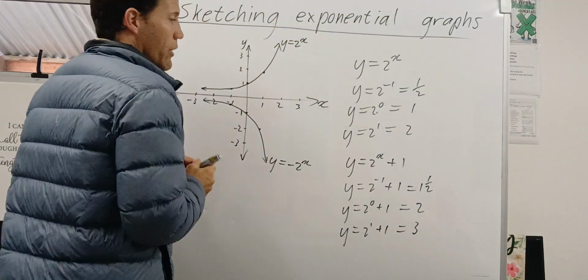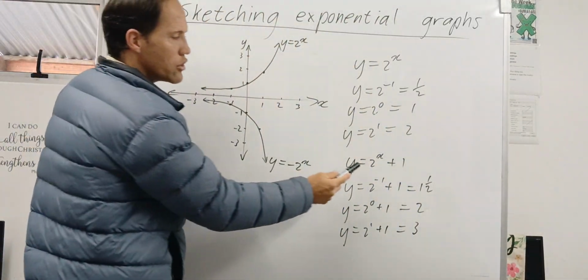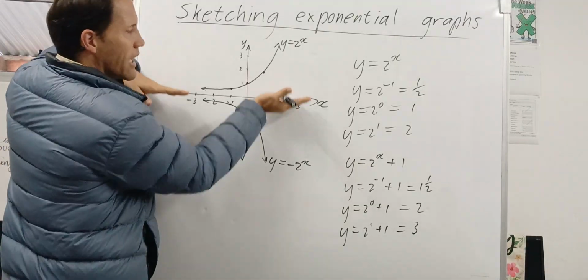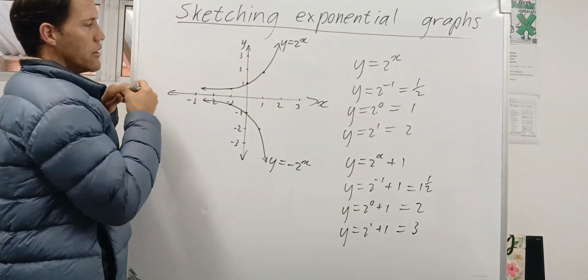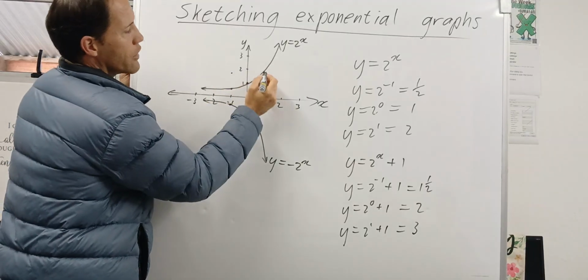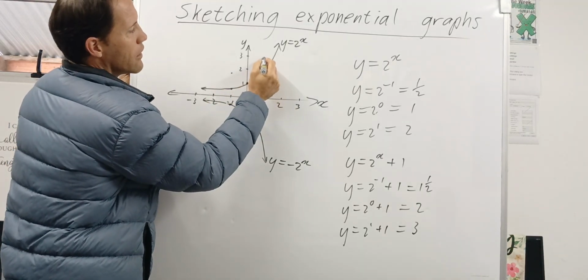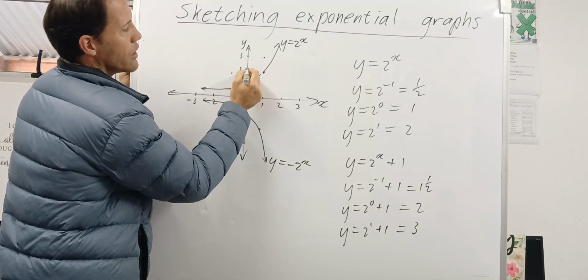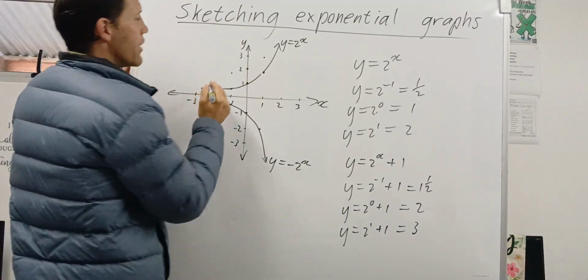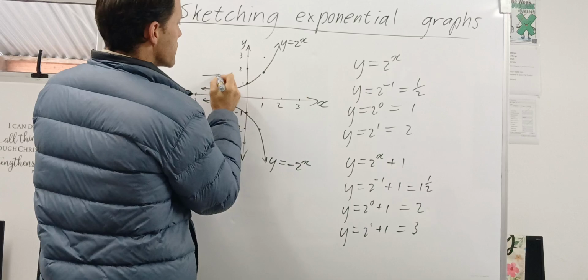Okay, so when I look at the graph y equals 2 to the power x plus 1, basically as you can see everything shifts up 1 unit. So now the half is actually at 1.5. The 2 is at 3. The 1 is at 2. Everything just moves up 1 unit. Okay? So now the exponential graph is going to look like this.